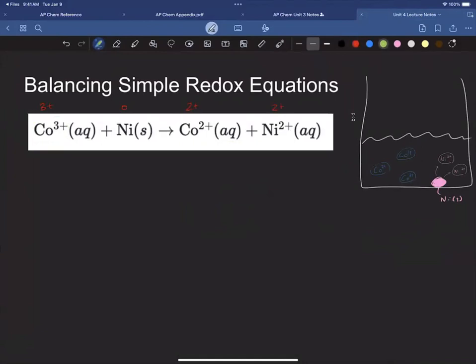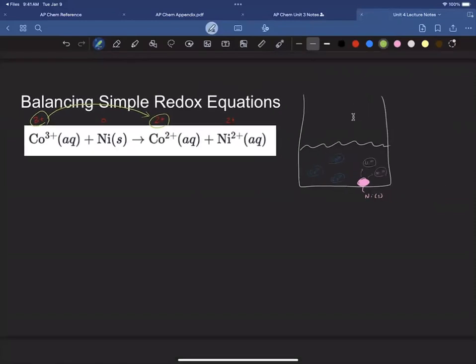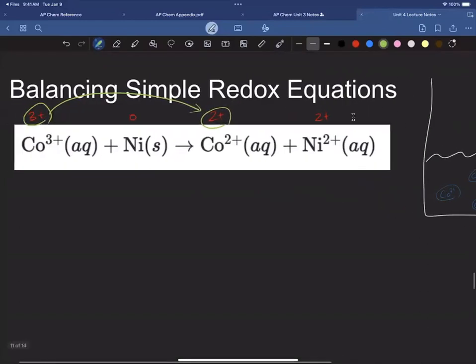Now let's see which one's being oxidized and which one's being reduced. Let's look at cobalt first. It starts with 3+ and becomes 2+. So it's becoming a little bit more negative, or less positive. Since the charge is becoming more negative, it's being reduced. Nickel is going from 0 to 2+, which is becoming more positive, so nickel is being oxidized.